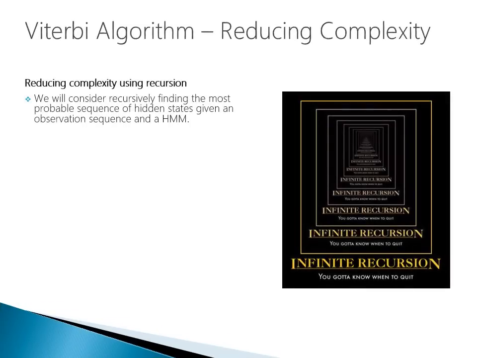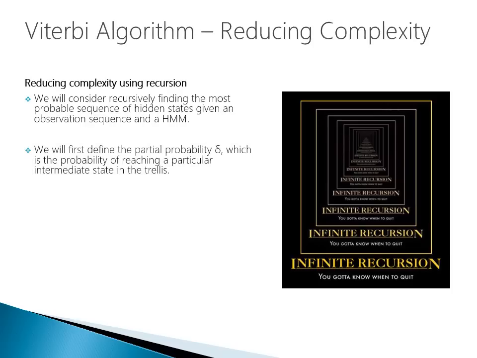We will consider recursively finding the most probable sequence of hidden states given an observation sequence in a hidden Markov model. We will first define the partial probability, delta, which is the probability of reaching a particular intermediate state in the trellis. We then show how these partial probabilities are calculated at t equals 1 and at t greater than 1.